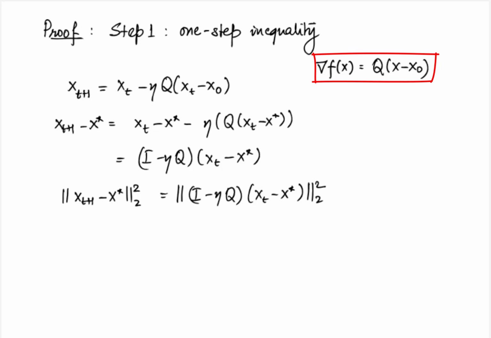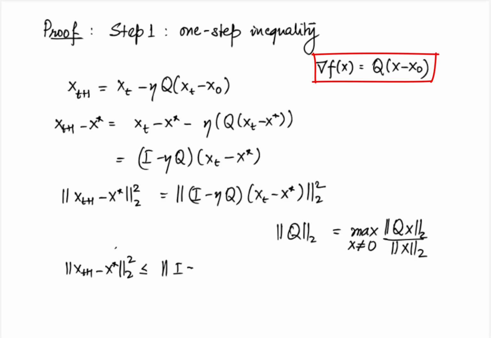So we can see that all we need to do is to bound the right hand side with respect to the norm of x_t minus x star. For this purpose, recall the definition of the 2,2 operator norm of the matrix Q, which is given by max over x not equal to 0 of the L2 norm of Qx divided by the L2 norm of x. This gives us the bound that the norm square of x_{t+1} minus x star is less than or equal to the L2 norm square of (I minus eta Q) times the L2 norm square of x_t minus x star. This is a one-step inequality, but it is only meaningful if it is a contraction.